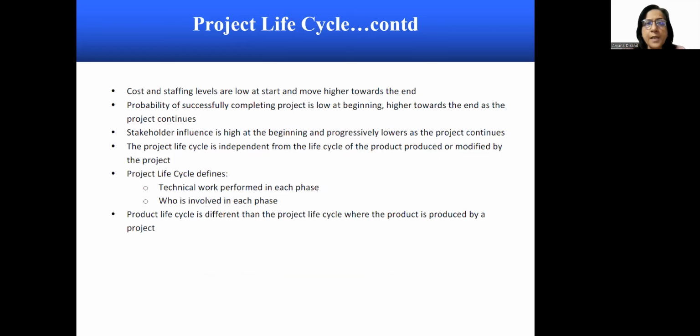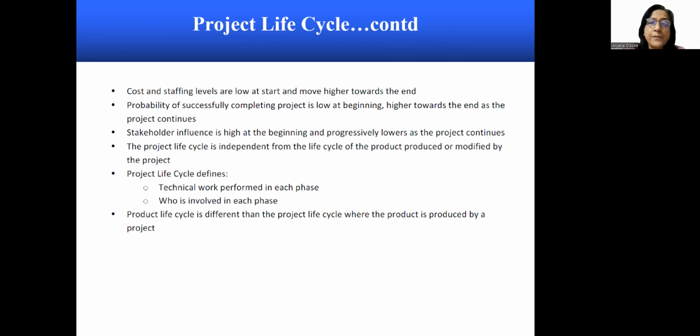More about the project life cycle. Here, cost and staffing levels are low at the start and move higher towards the end. Probability of successfully completing the project is low at the beginning and higher towards the end as the project continues. Stakeholder influence is high at the beginning and progressively lowers as the project continues.